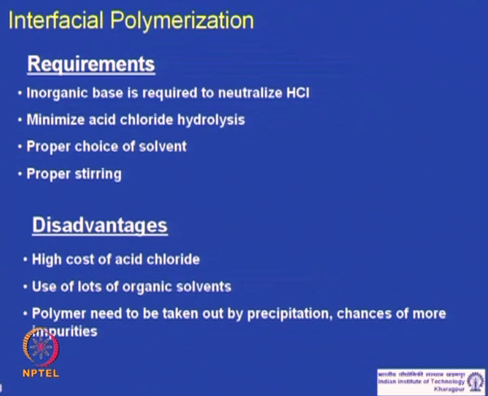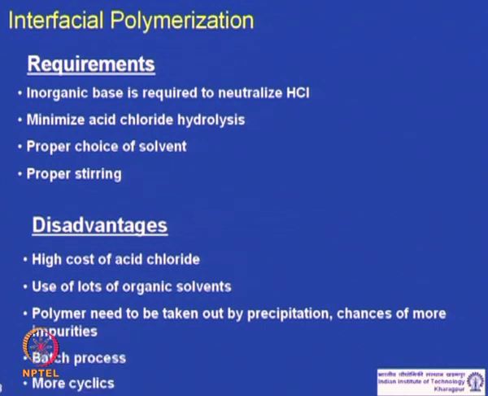For example, in the polycarbonate case, the polycarbonate is soluble in the methylene chloride phase. So, at the end of the polymerization, you have to take out the polycarbonate by steam precipitation, if you inject steam. So, there are always chances of having more impurities compared to if you are doing it in a bulk condition or in a pure solution.